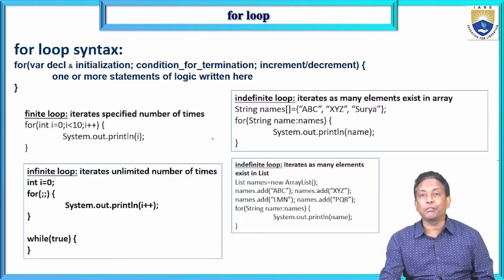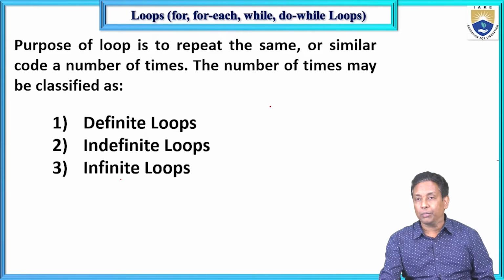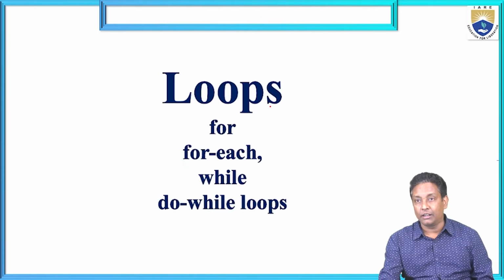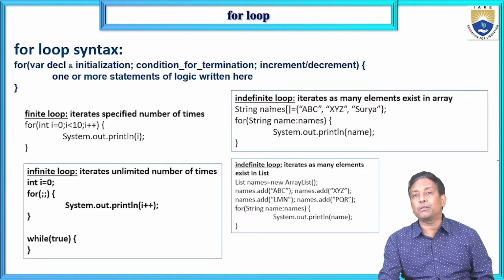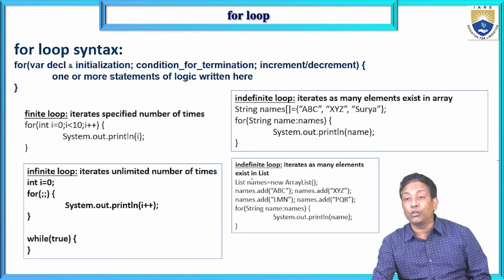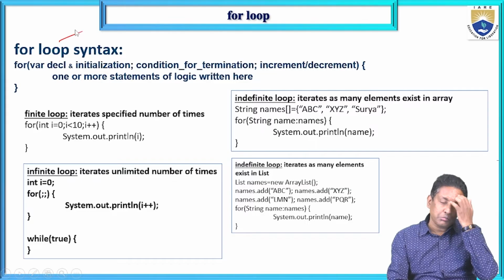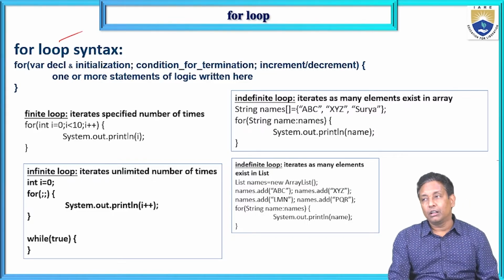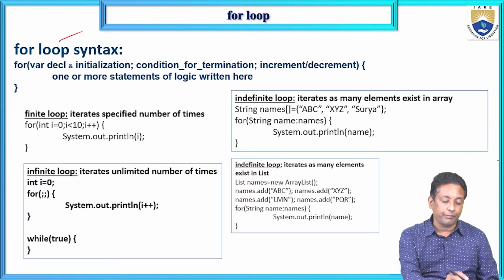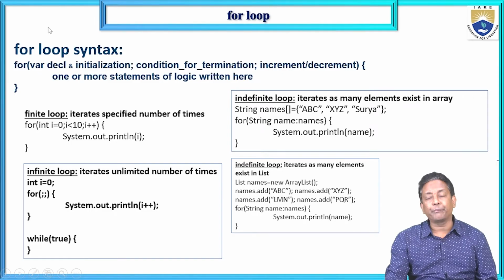We will implement definite loops, indefinite loops, and infinite loops using the for loop, for each loop, while loop, and do while loop. Here I made a separate presentation on how to implement indefinite loops, infinite loops, and definite loops using the for loop. The for loop is one of the most frequently used iteration control structures, not only in Java but in many languages. The for loop is very common.